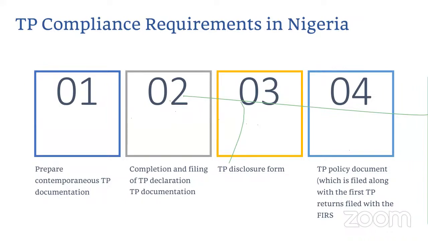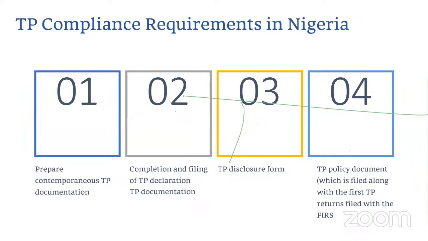Okay. So now we have the TP compliance requirements in Nigeria. Number one, to prepare contemporaneous TP documentation. Somebody will say, what is this grammatical? What is contemporaneous? What contemporaneous documentation means is the documentation and information that taxpayers have relied upon to determine the transfer price prior to or at the time of undertaking an intercompany transaction. That is what contemporaneous transfer pricing documentation is.